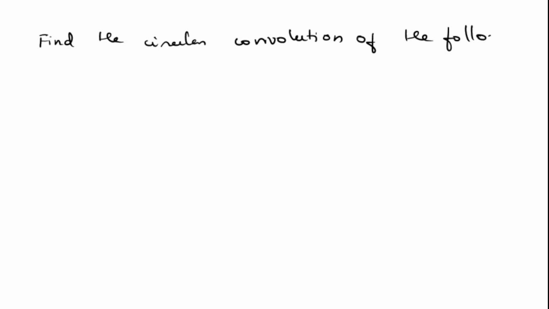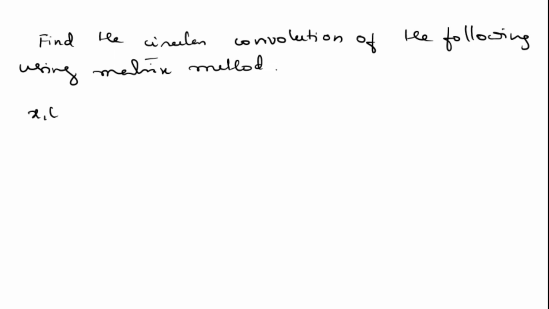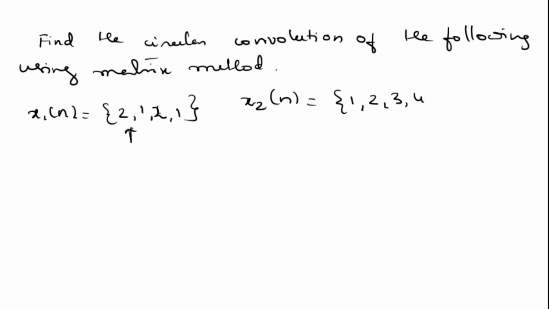So we start solving problems. First one, find the circular convolution of the following using matrix method. First one, x1 of n is equal to 2, 1, 1, 1, 2, 1, 2, 1, and x2 of n is equal to 1, 2, 3, 4.